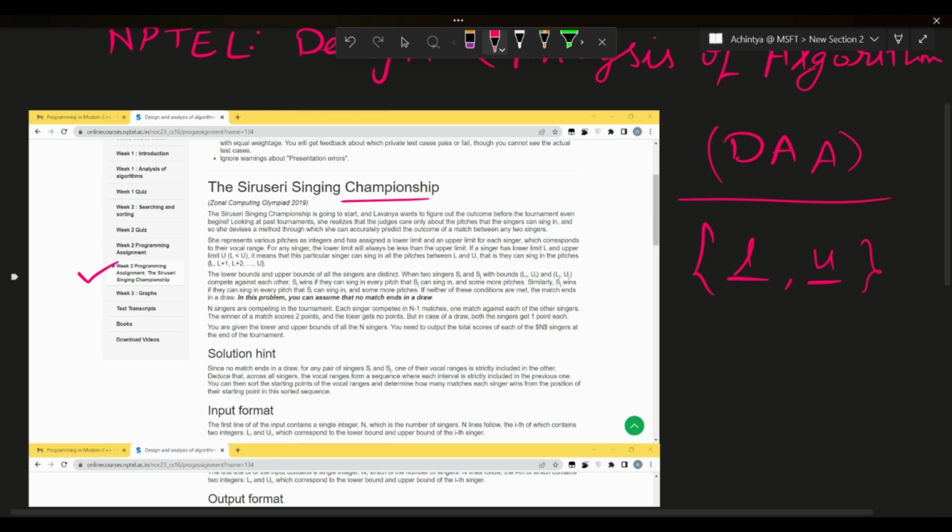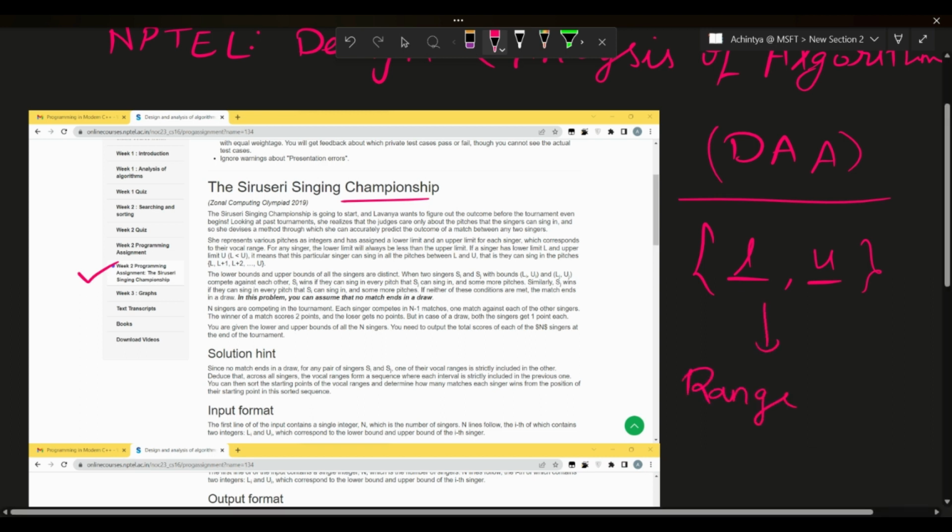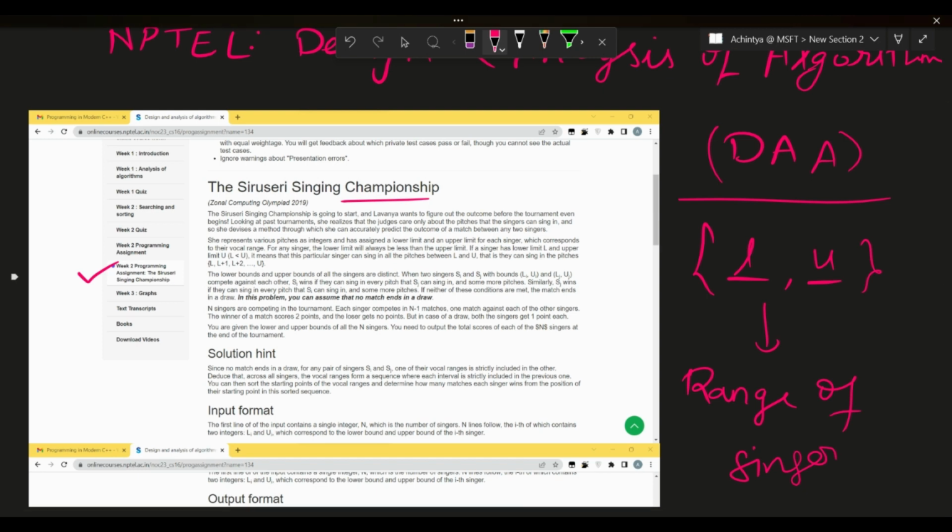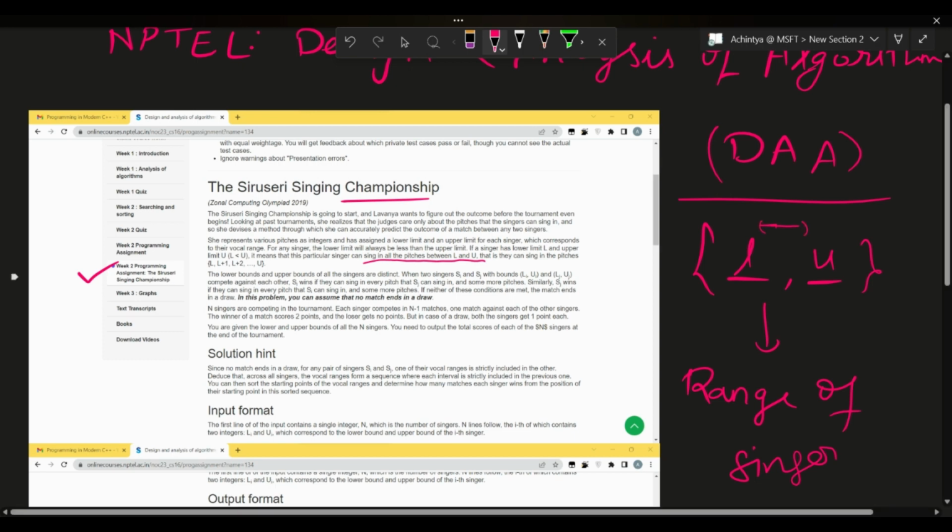These correspond to their vocal range. This is the range of the singer, the range in which the singer sings. For any singer, the lower limit will always be less than the upper limit, obviously. If a singer has lower limit L and upper limit U, that is L less than U, it means that this particular singer can sing in all the pitches between L and U. That is, they can sing in the pitches L, L plus 1, L plus 2, until it comes to U. Fine, that's pretty understandable.